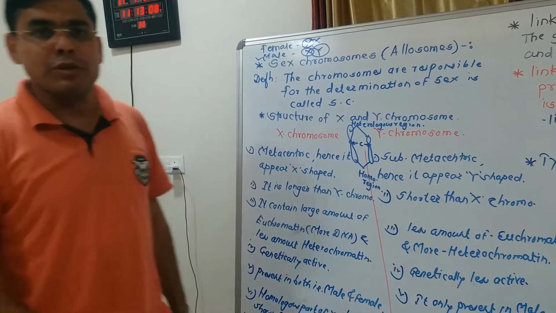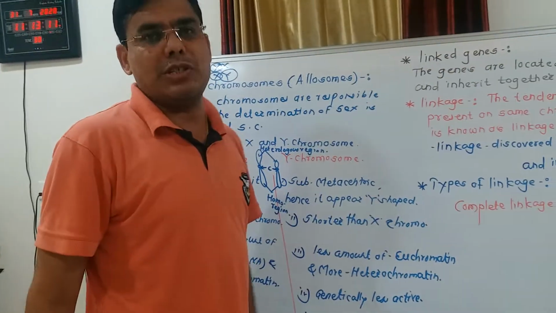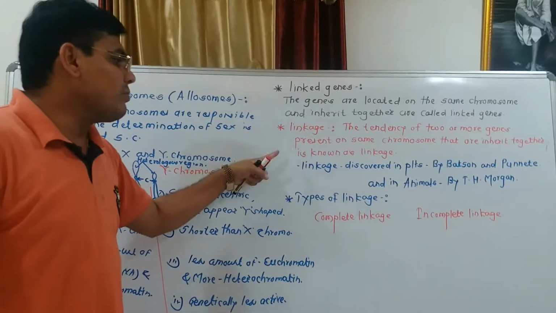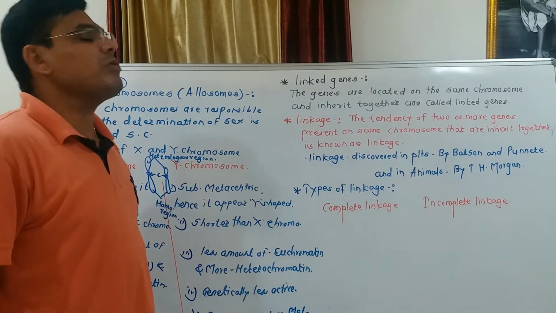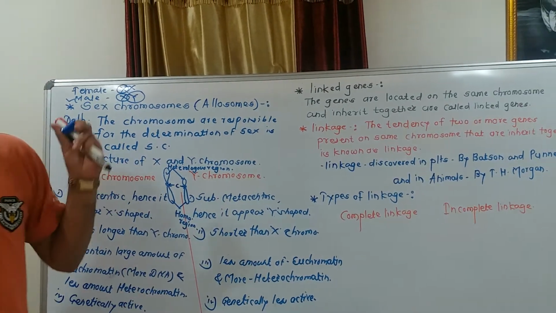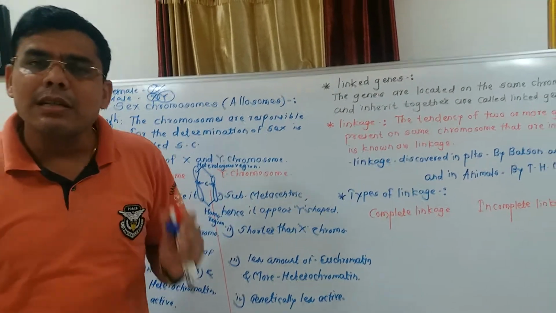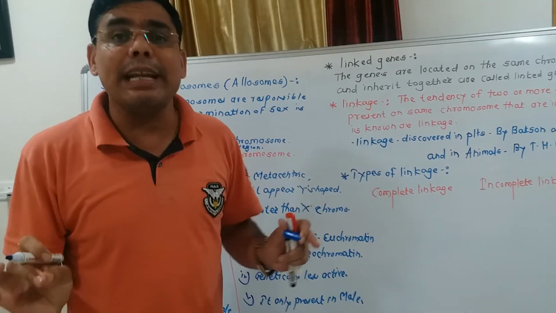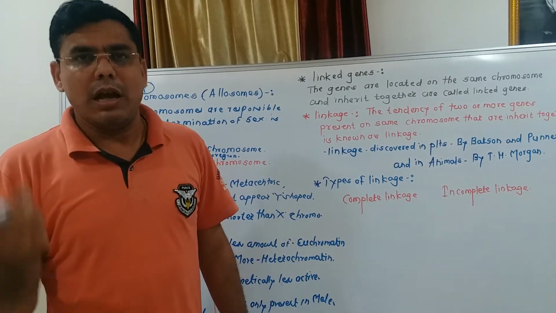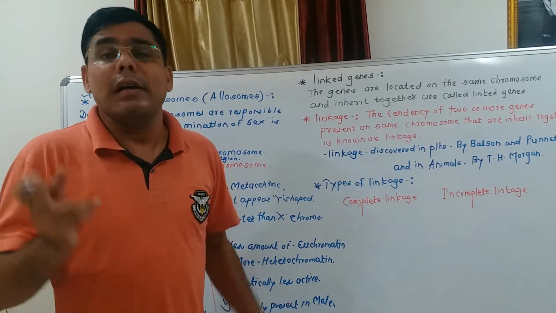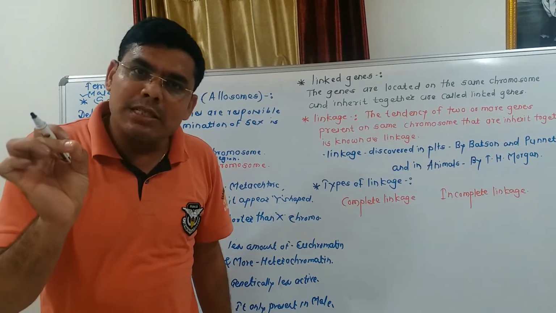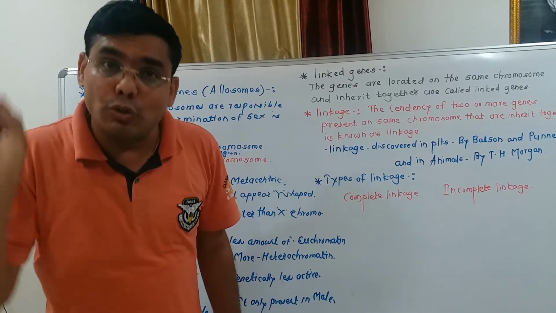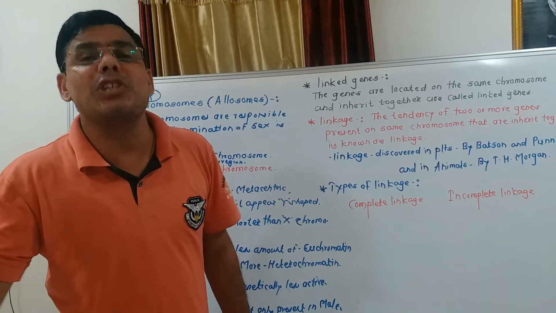Okay friends, the next topic is linked genes, what is linkage, and the types of linkage. So what are linked genes? Genes that are located on the same chromosome and inherit together are called linked genes. I again repeat the definition of linked genes: the genes are located on the same chromosome and they inherit together.